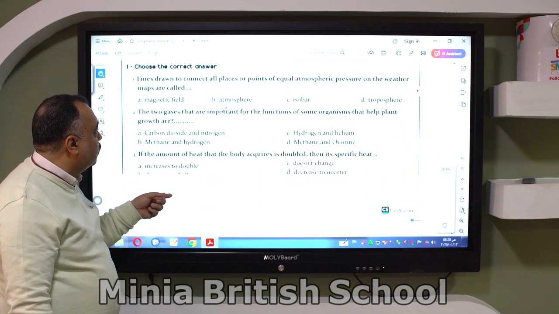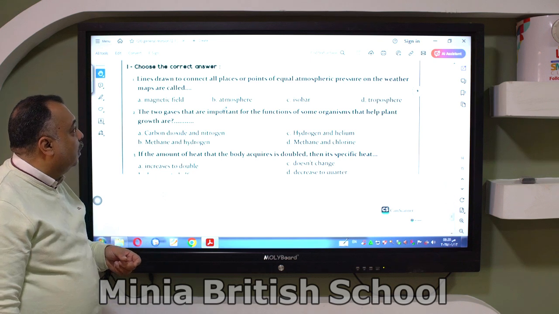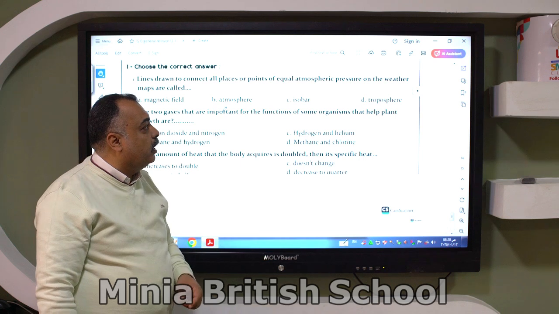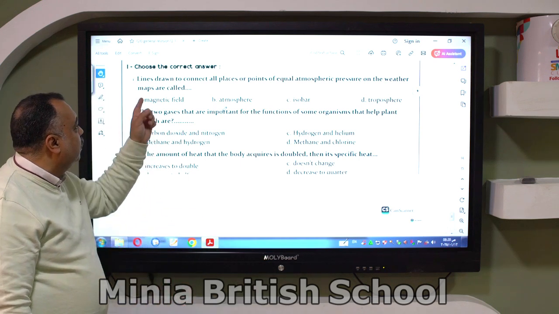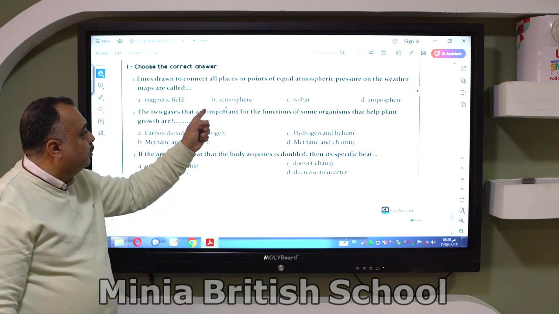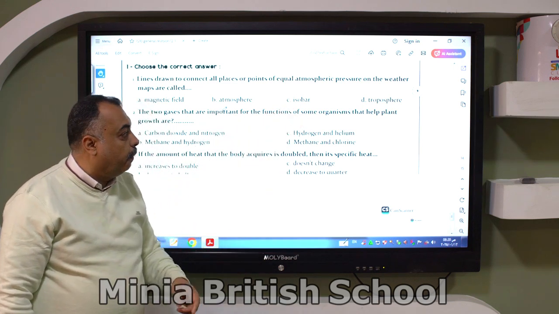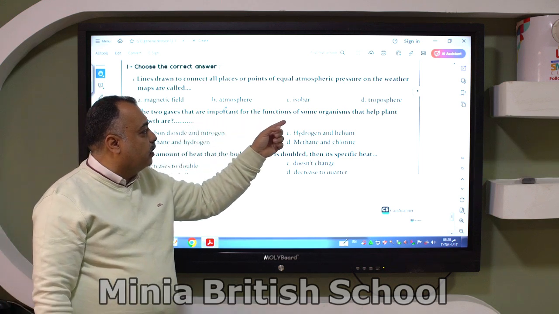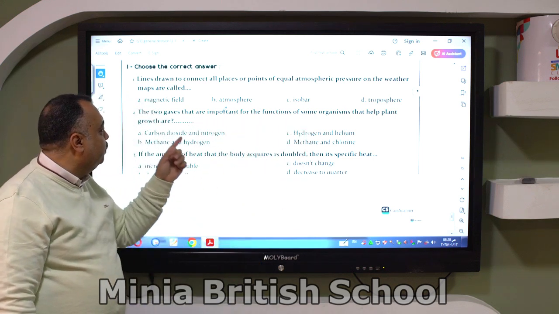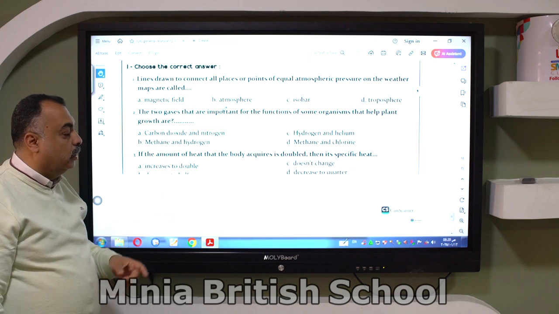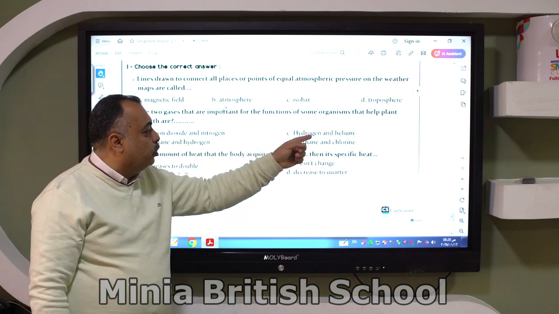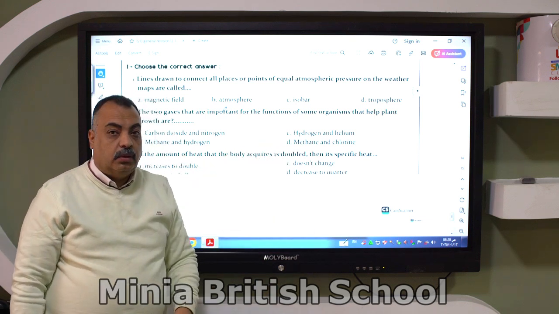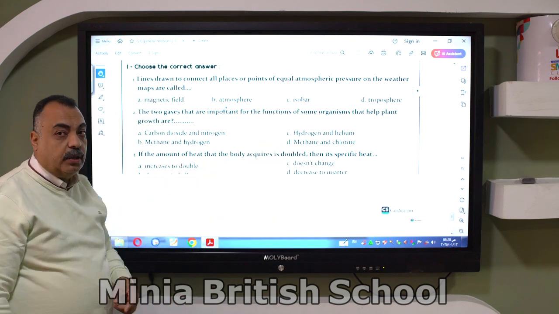Question number 5. Choose the correct answer. Lines drawn to connect all places or points of equal atmospheric pressure on the weather maps are called, yes, isobars. The next, the two gases that are important for the function of some organisms that help planet cross are carbon dioxide and nitrogen, hydrogen and helium, methane and hydrogen, or methane and chlorine. Yes, of course, A, carbon dioxide and nitrogen.